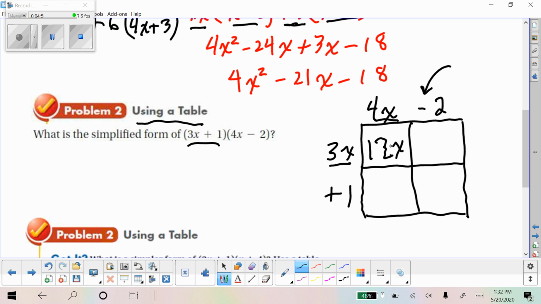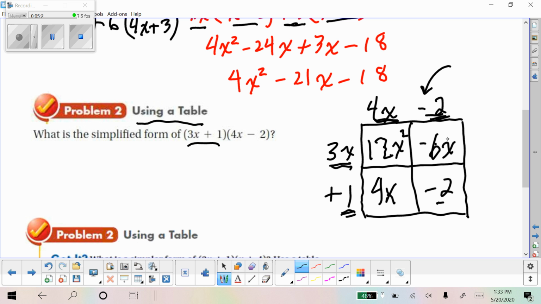For this cell here, I'm going to do 3x times -2, which is -6x. For this cell here, I'm going to do 1 times 4x, which is 4x. And for this last cell right here, I'm going to do 1 times -2, which is -2. Now, I'm going to look at all these. I forgot my little 2 here when I multiplied those.